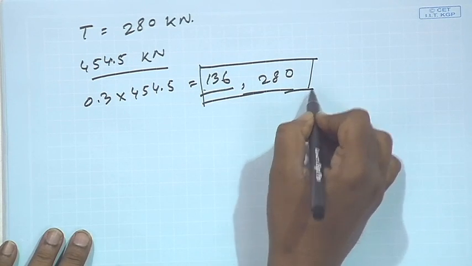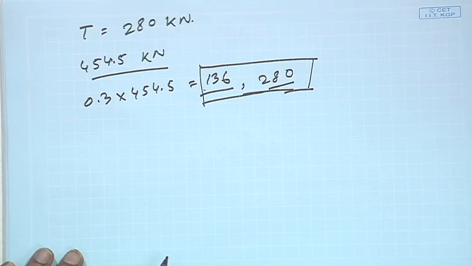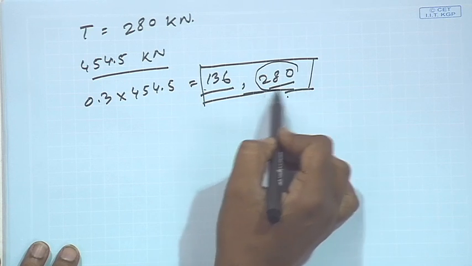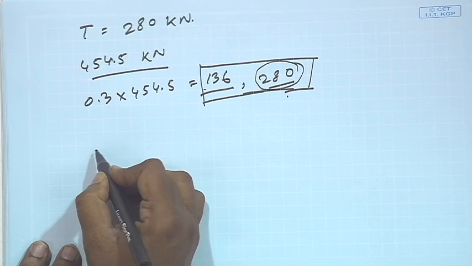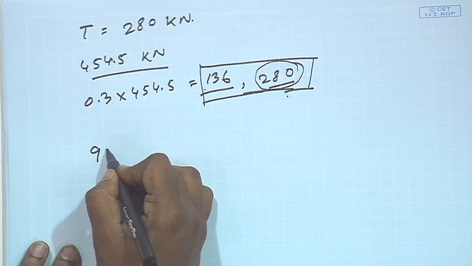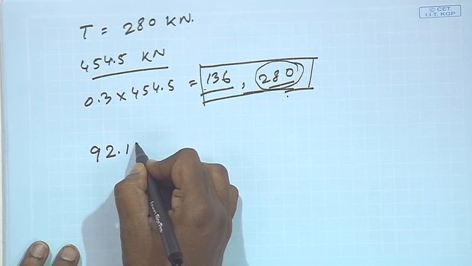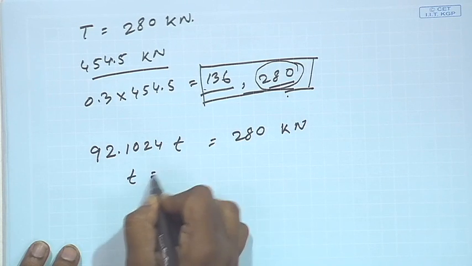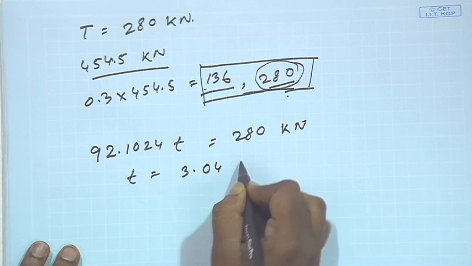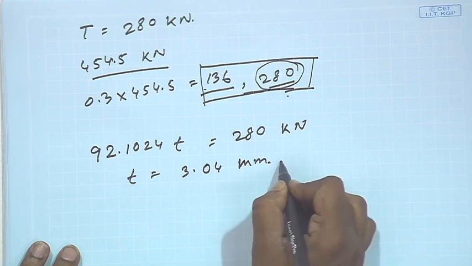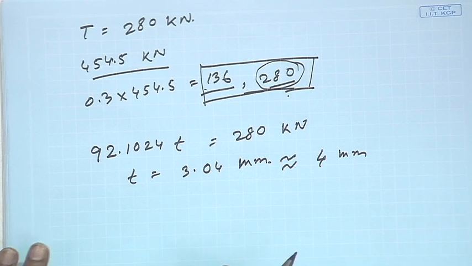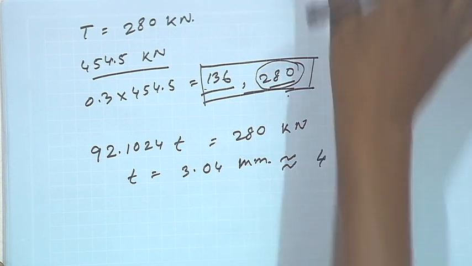0.3 into design strength or the external tensile force, whichever is coming greater, we have to consider that. So, for this case we consider 280 kilonewton, therefore, we can find out T by putting in this equation 92.1024 T is equal to 280 kilonewton. From this I can find out T is equal to 3.04 millimeter, that means 4 millimeter. That means we can use 4 millimeter thickness of splice plate on both sides of the member to join this.